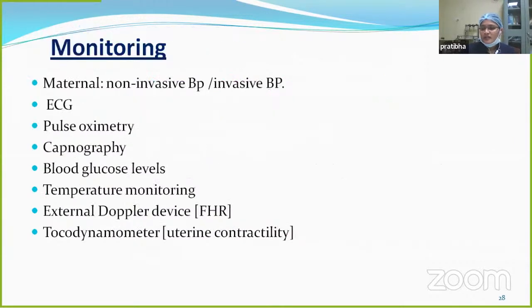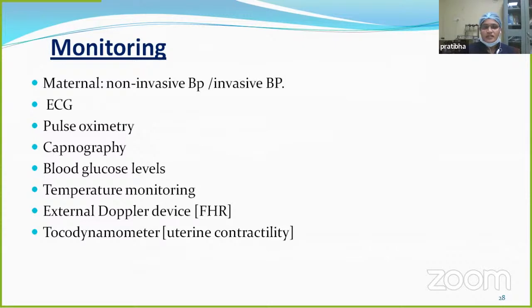Coming to the monitoring, maternal monitoring includes non-invasive and invasive blood pressure monitoring, electrocardiography, pulse oximetry, capnography, blood glucose levels, and temperature monitoring, with an external Doppler device for fetal heart rate monitoring and a tocodynamometer for uterine contractility.